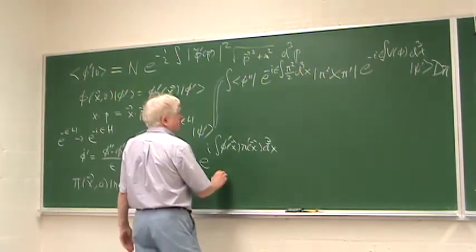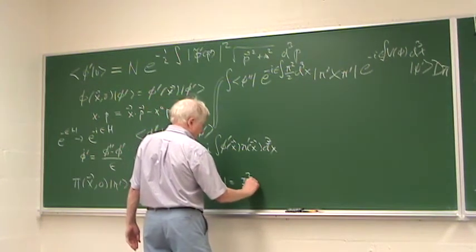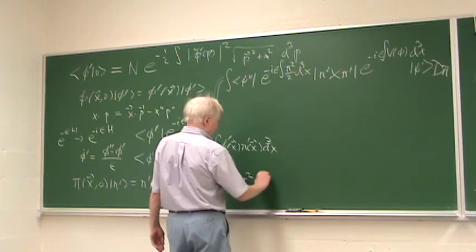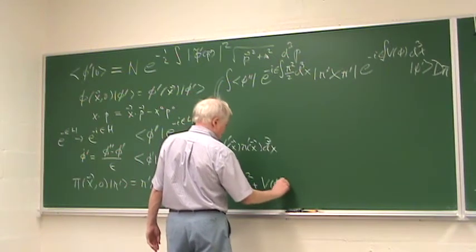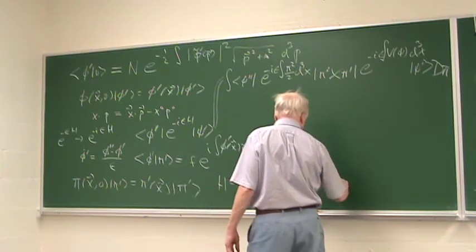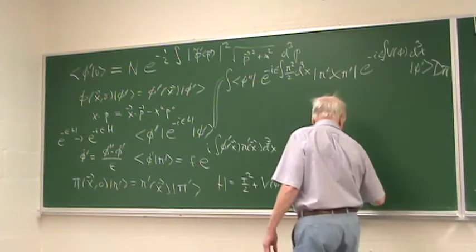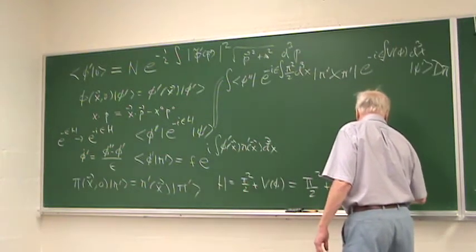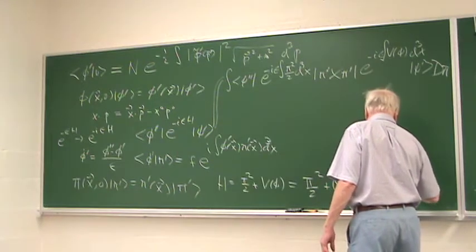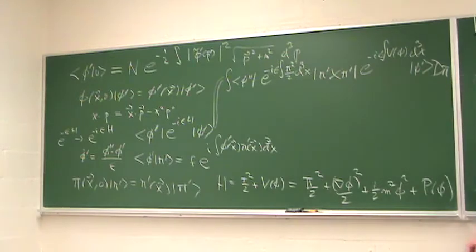All right. Our Hamiltonian here is going to be pi squared over 2 plus V of phi. And what I mean by this is pi squared over 2 plus grad phi squared over 2 plus a half m squared phi squared plus some P of phi if we have a self-interaction. Okay. So that's how I'm thinking of it.